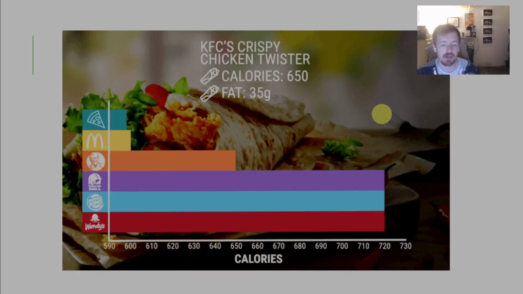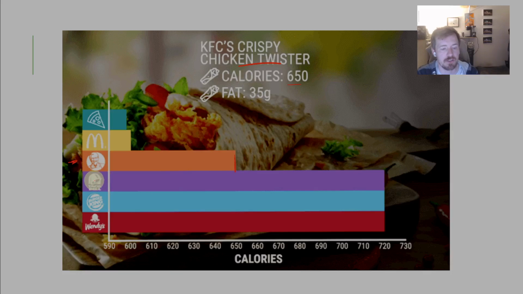All right, so here is a more lighthearted example. I didn't want to just go to political examples, but like I said, you're going to see this used a lot in the news and politics where people are trying to deceive you with this stuff. So here we have KFC advertising their new crispy chicken twister at 650 calories. So let's plot that. We've got KFC's right here, so it's about in the middle, right? So it looks like maybe it's not as unhealthy as you thought it was going to be, right?